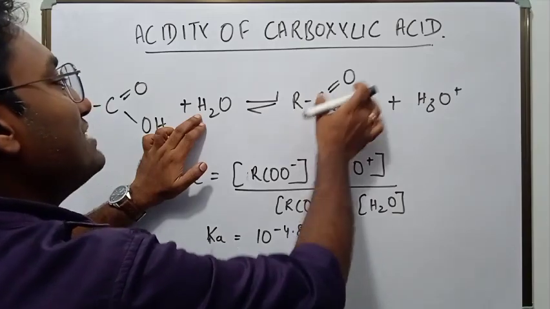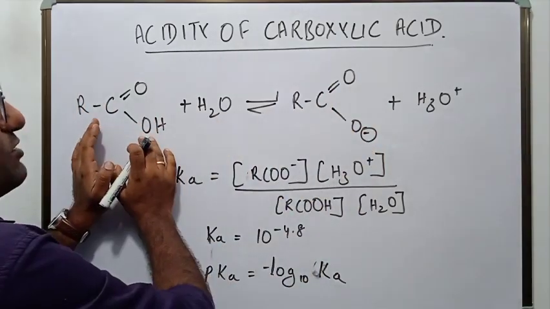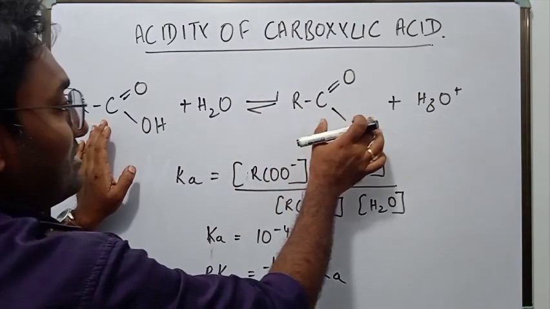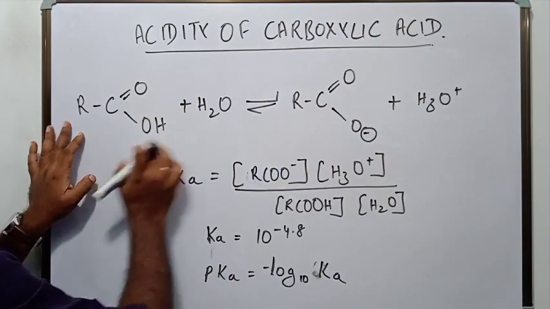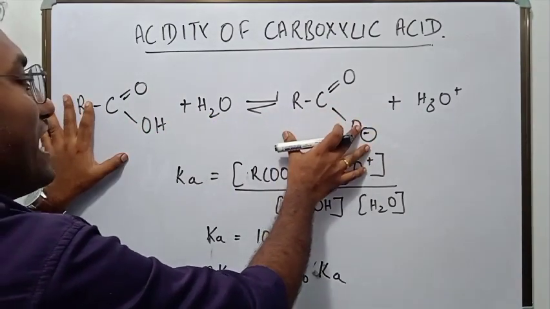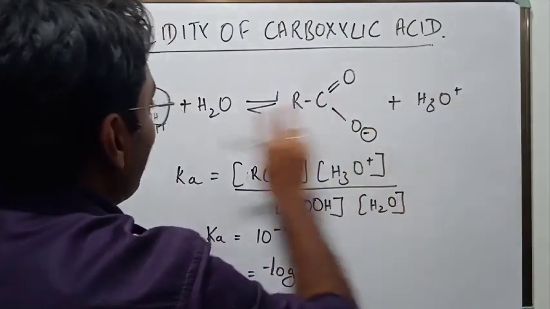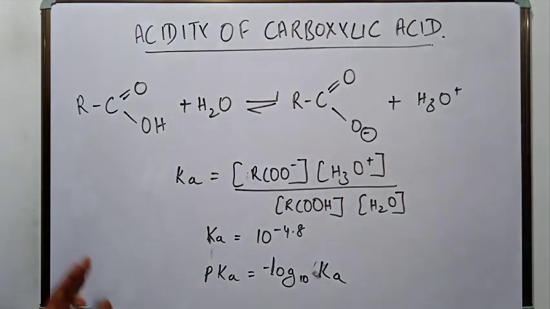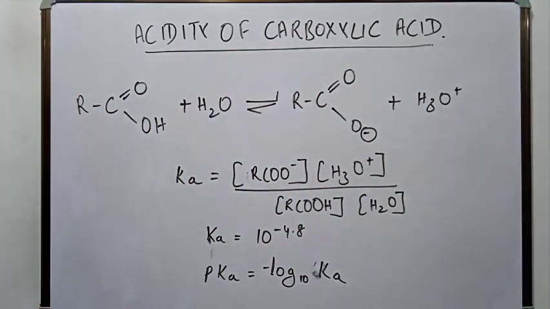Of course, the carboxylate ion is also formed. The carboxylate ion is nothing but the conjugate base of this acid. That means it can accept an H plus and again become RCOOH. So it's the conjugate base of this acid. Of course, carboxylate ion is formed, but the main thing is that H plus is released in the aqueous solution. So it is an Arrhenius acid. No doubt about it, right?